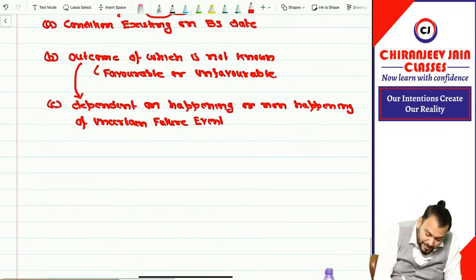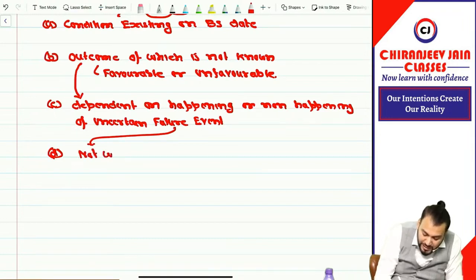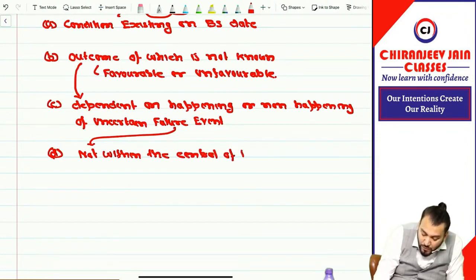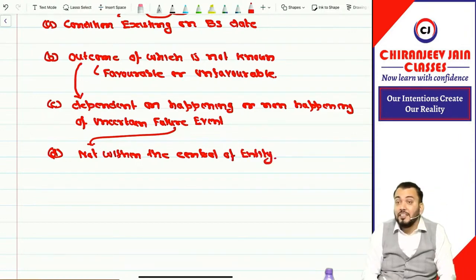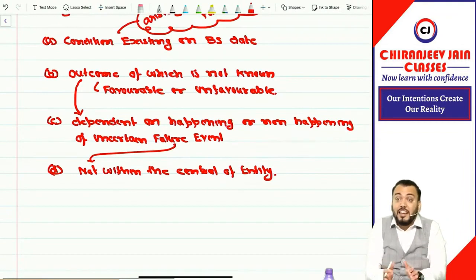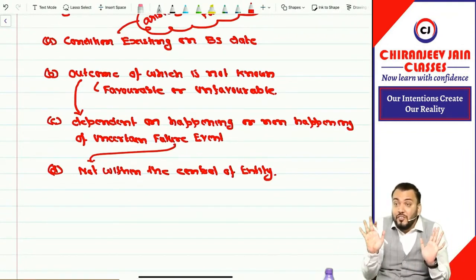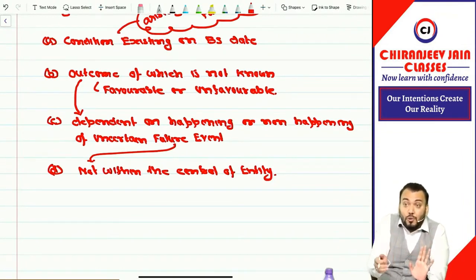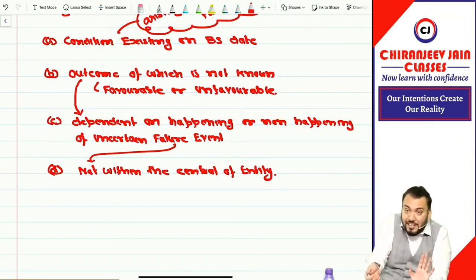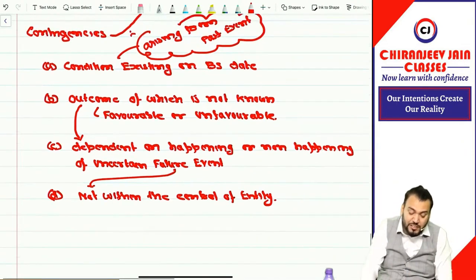And that future event is not within the control of the entity. Within the control of entity means the entity cannot control such event. Entity cannot control such event means entity cannot decide what will happen in future. So the entity has no control over such event. Understood? So, which is not within the control of entity.